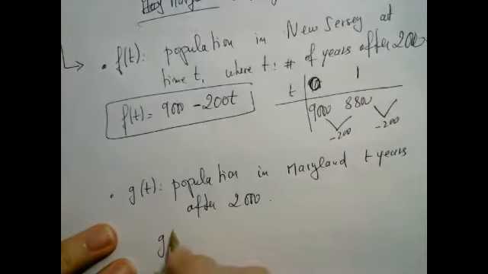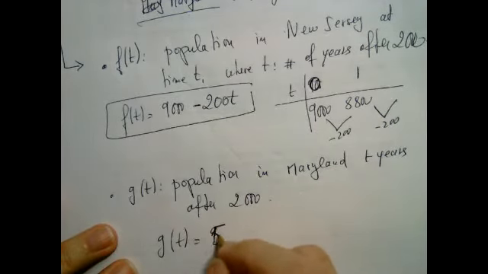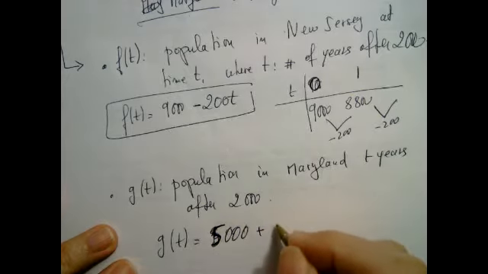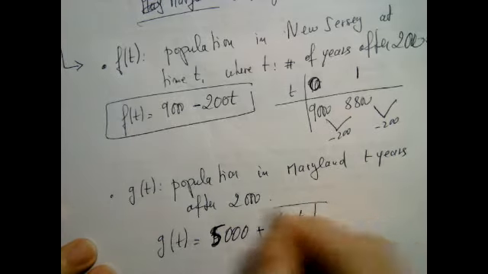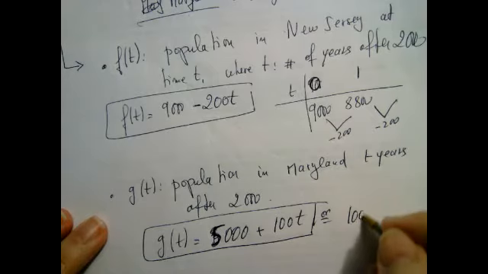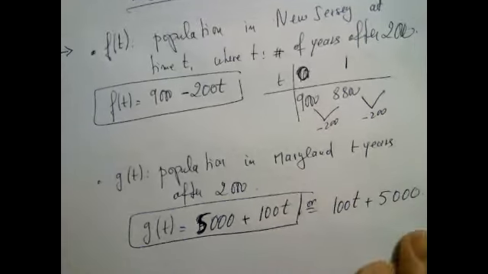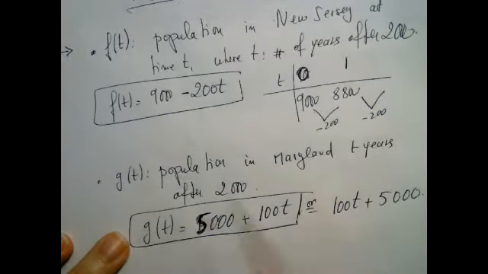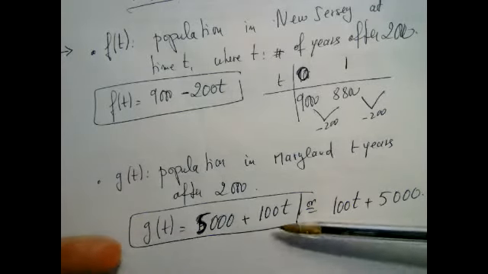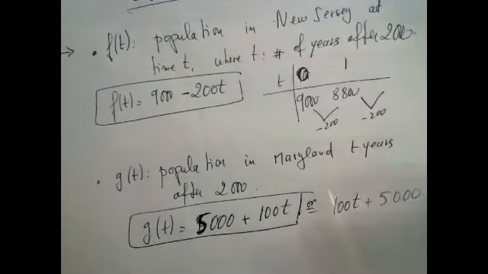So the population in Maryland is what it started with, which is 5,000, plus 100t, or 100t plus 5,000. Okay, so that's the formula for the population in Maryland and the formula for New Jersey. And the question is when this population will be larger than the population here.